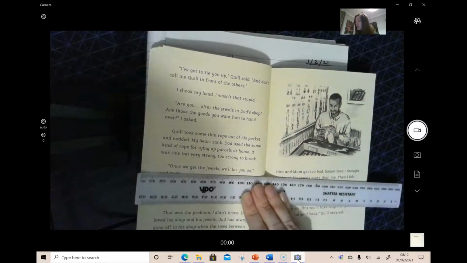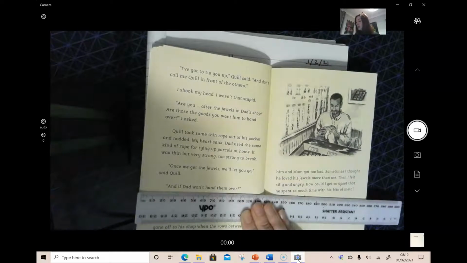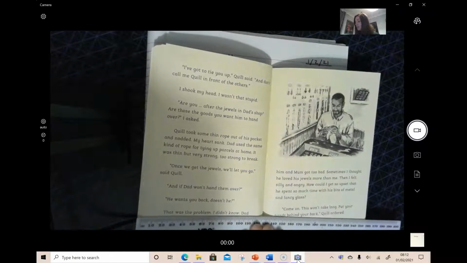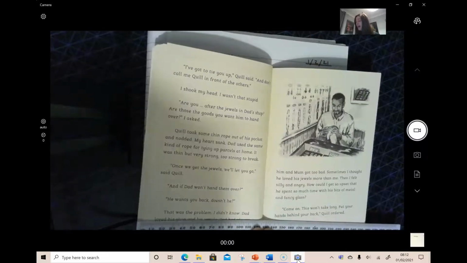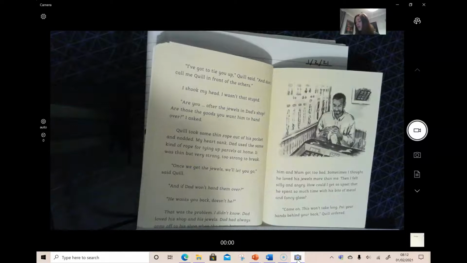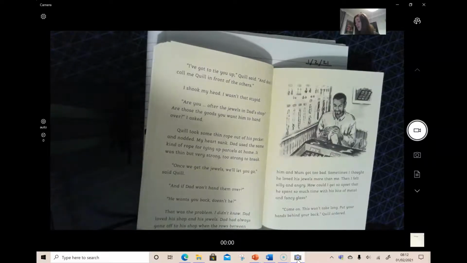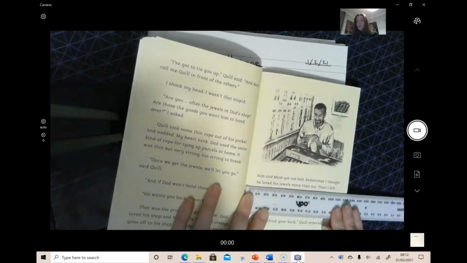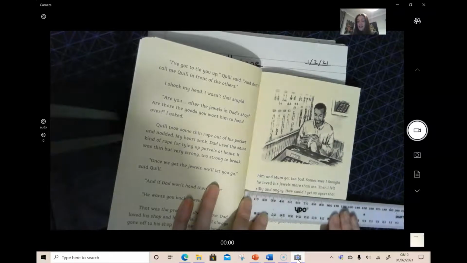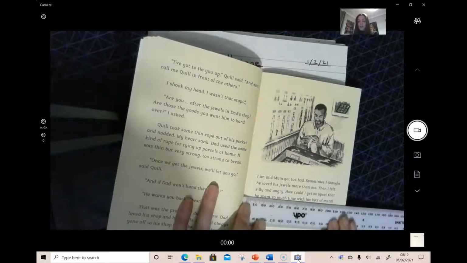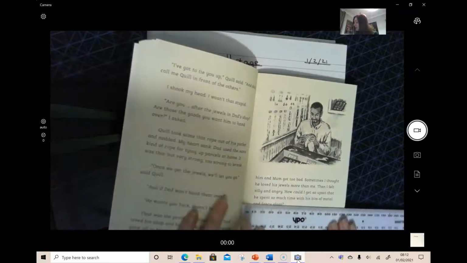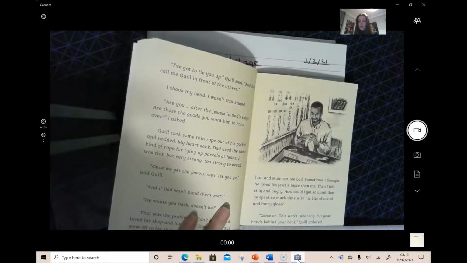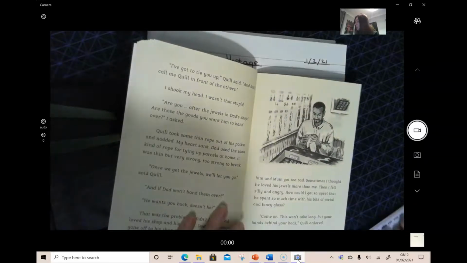Once we get the jewels, we'll let you go, said Quill. And if Dad won't hand them over? He wants you back, doesn't he? That was the problem. I didn't know. Dad loved his shop and his jewels. Dad had always gone off to his shop when the rows between him and Mum got too bad. Sometimes I thought he loved his jewels more than me. Then I felt silly and angry. How could I get so upset that he spent so much time with his bits of metal and fancy glass? Come on, this won't take long. Put your hands behind your back, Quill ordered.